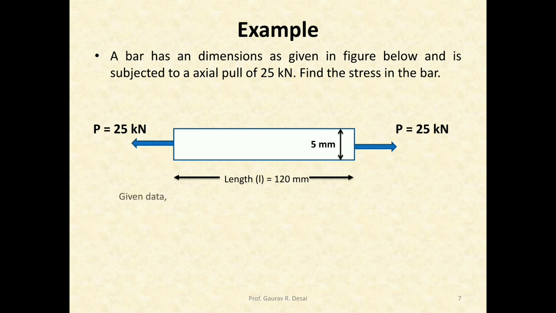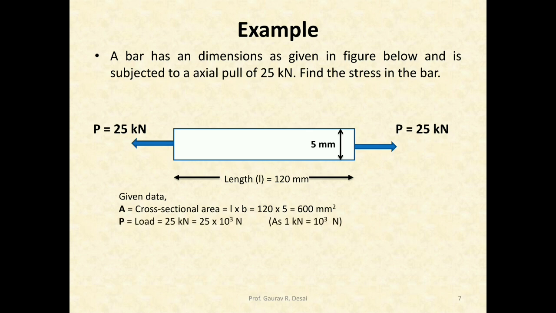Now we have to find out the stress. The given data we have to write down is the cross section area, that is L into B, 120 into 5 equals 600 mm square. L into B gives us the cross section area. Load P is equal to 25 kilonewton. Now it is in kilonewton.